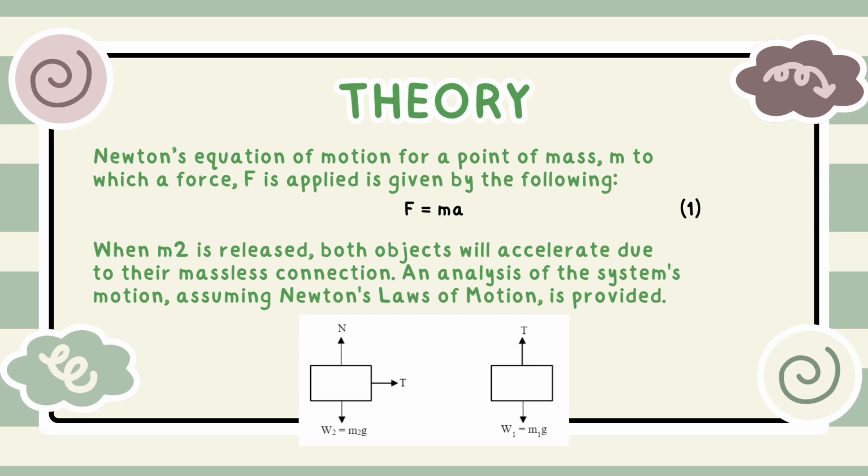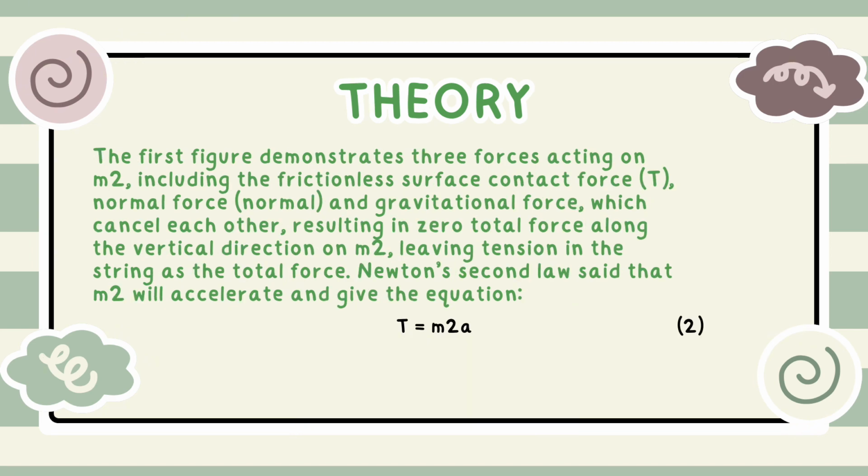When m2 is released, both objects will accelerate due to their massless connection. An analysis of the system's motion assuming Newton's law of motion is provided. The first figure demonstrates three forces acting on M2, including the frictionless surface contact force T, normal force, and gravitational force, which cancel each other, resulting in zero total force along the vertical direction on M2, leaving tension in the string as the total force. Newton's second law says that M2 will accelerate and gives the equation T equals M2A.